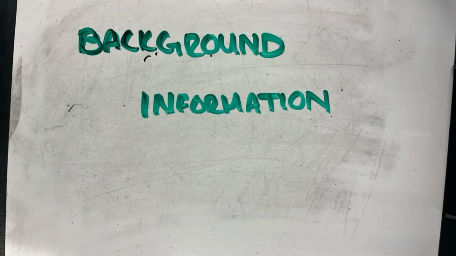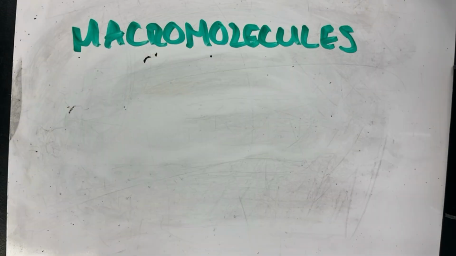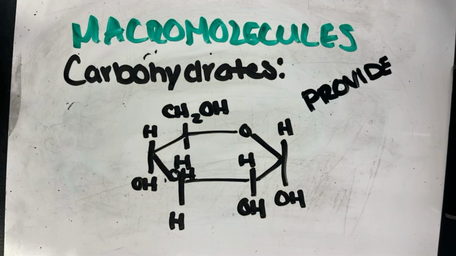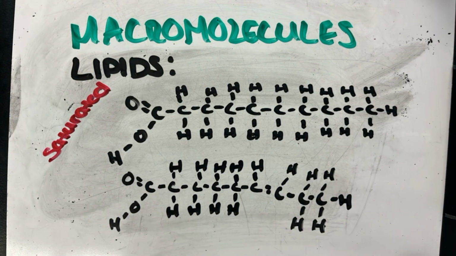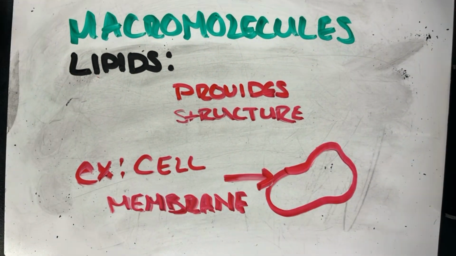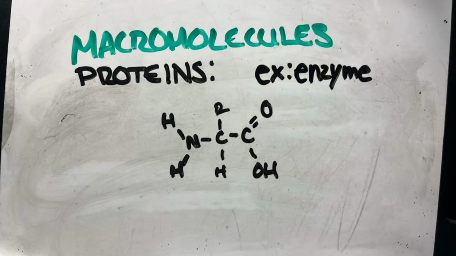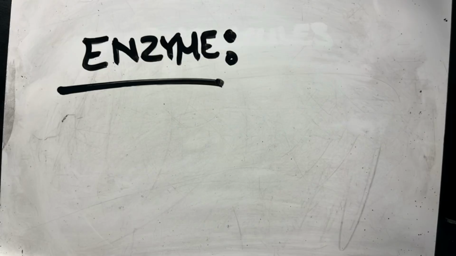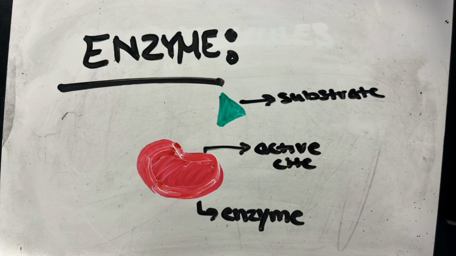Background information. Macromolecules. Macromolecules are large, complex molecules that make up all living organisms. There is a total of 4 macromolecules: carbohydrates, lipids, nucleic acids, and proteins. Enzymes. Each enzyme has an active site where the substrate binds and the reaction can occur.